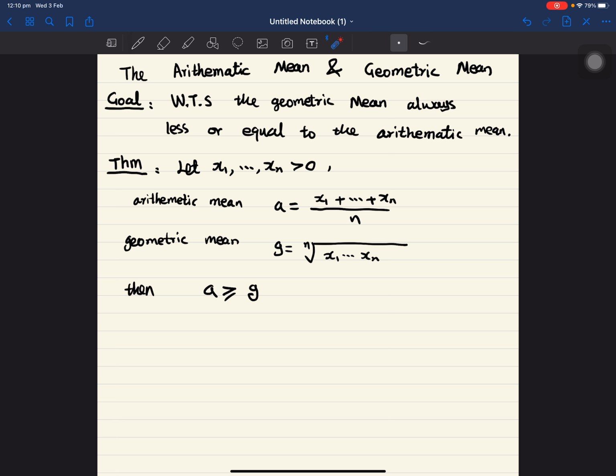We let x1 to xn be some positive numbers and define the arithmetic mean as the following: x1 plus all the way to xn divided by n, and the geometric mean is defined as the following: the product of x1 to xn, and taking the nth root of that. And we want to show that A is always greater than or equal to G. And this inequality was actually due to Cauchy. So let's get started.